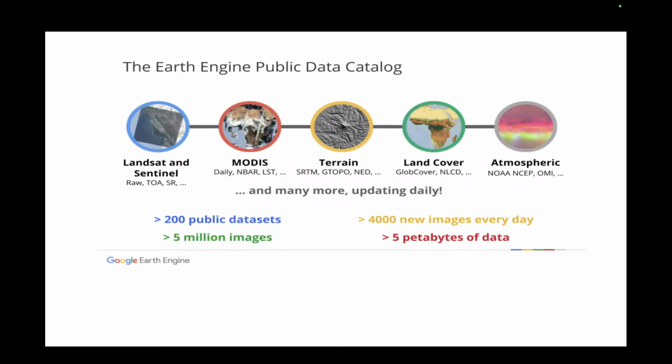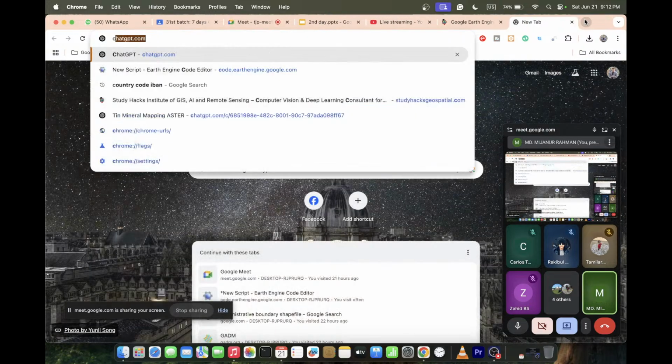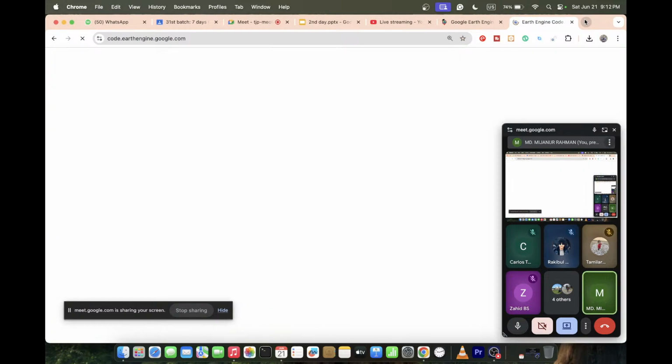This dataset is updated daily. In the data catalog, we can find more than 200 public datasets, more than 4,000 new images every single day, more than 5 million images, and more than 5 petabytes of data that we can easily access from the Earth Engine public data catalog. And this is the link to the Earth Engine public data catalog. We can easily access all of the datasets from this link. Or if you want, you can simply open your code editor. From this code editor, we can also access all of the datasets.